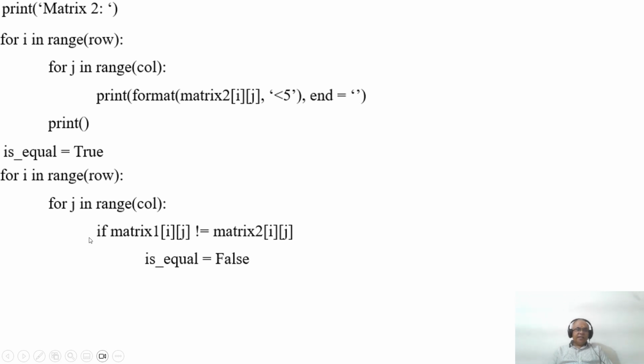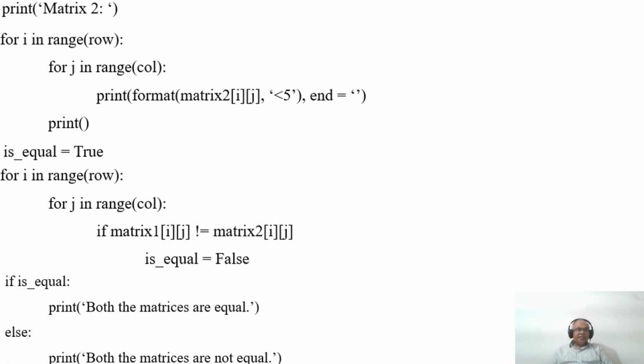If it is false, then again it goes back and checks the second element, that is 0 1, then again 0 2. Because there are 3 rows and 3 columns, after j is equal to 2, when j becomes 3 it comes out of the loop and goes to the next row, and starts again doing the same comparison between the two matrices. So if is equal, now in this case it is true, so it will print both the matrices are equal. Otherwise, print both the matrices are not equal.